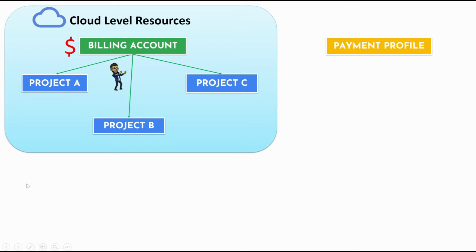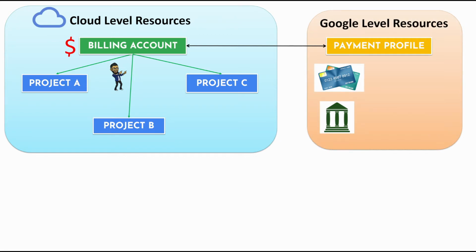A payment profile is connected to the cloud billing account and it stores your various payment instruments, such as credit cards, debit cards, bank accounts, and other payment methods that you have used to buy through Google in the past. Payment profiles are managed outside of your cloud organization in Google Payments Center. This is basically a central location where you can manage the ways you pay for all your Google products and services, such as Google Ads, Google Cloud, and the Google Fi phone service provided by Google.